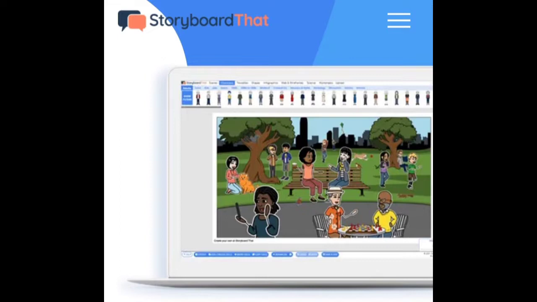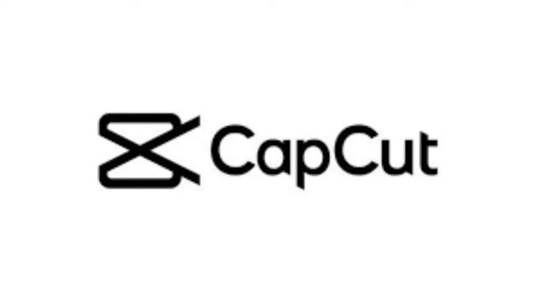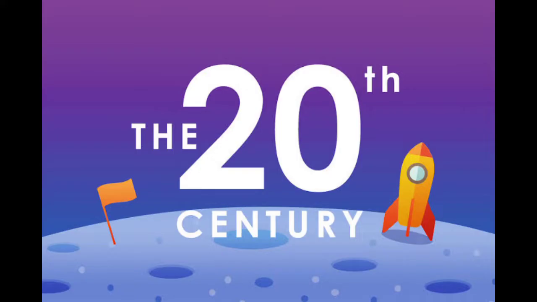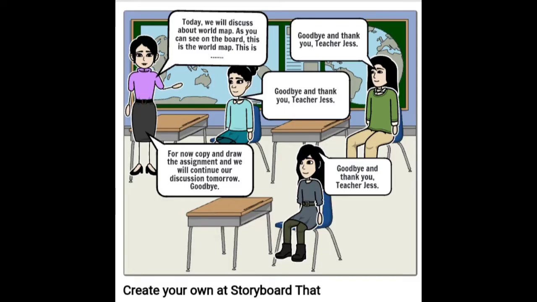So with the help of storyboard.com for the drawing and CapCut for the video, I came up with this illustration: the 20th century classroom and the 21st century classroom. Let's tackle first the 20th century. The 20th century begins on January 1, 1901 to December 31, 2000. So here is the illustration of the 20th century classroom.